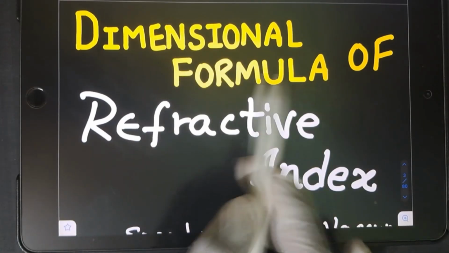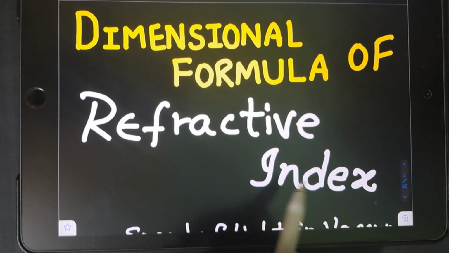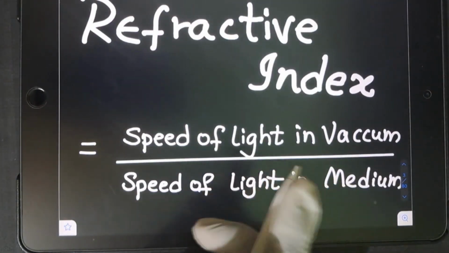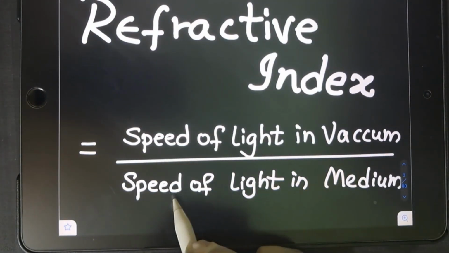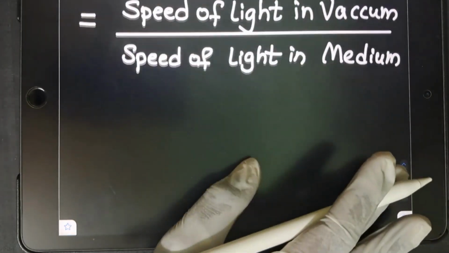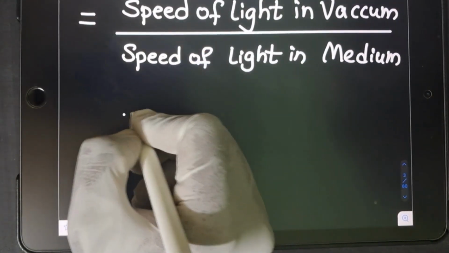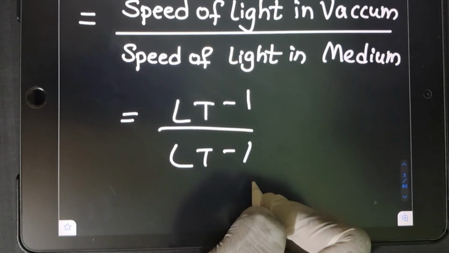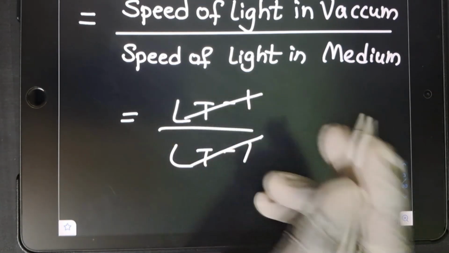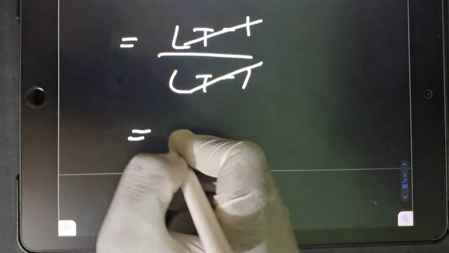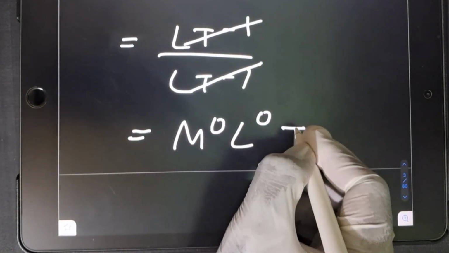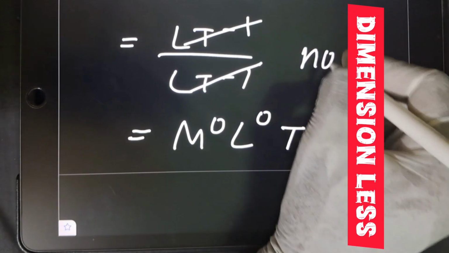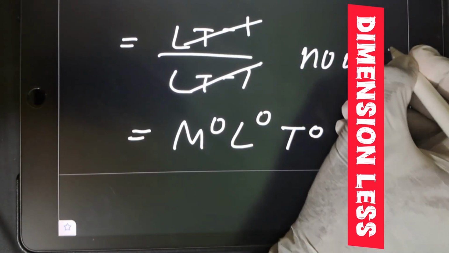To find the dimensional formula of refractive index, the formula is speed of light in vacuum divided by speed of light in medium. Here we take the dimension of speed, which is L T⁻¹, and the same L T⁻¹. So it is M⁰ L⁰ T⁰. There are no dimensions; it is dimensionless. The refractive index is M⁰ L⁰ T⁰.